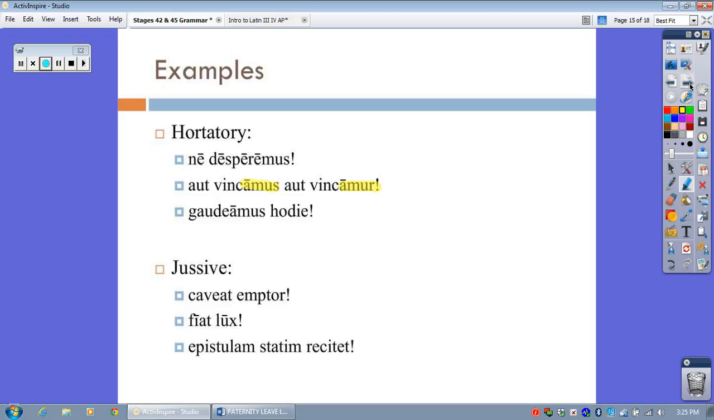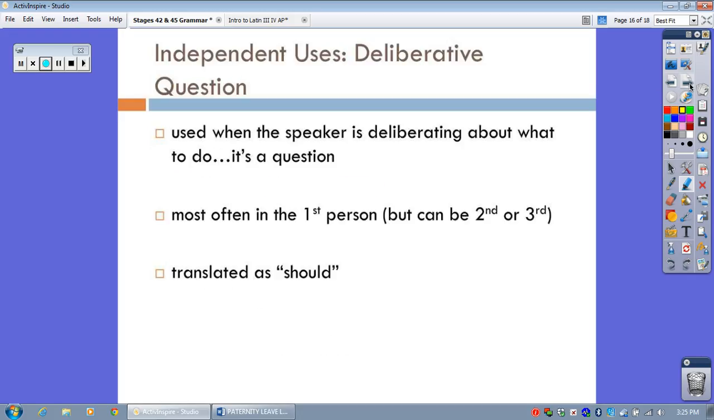Now we're going to move on to a different use of the independent subjunctive, and that's called a deliberative question. And hey, you'll be able to recognize it because it's a question, and the main verb will be subjunctive. That's about all you need to know. So it's used specifically when you are deliberating about what to do. It's an iffy situation, right? So iffiness equals subjunctive.